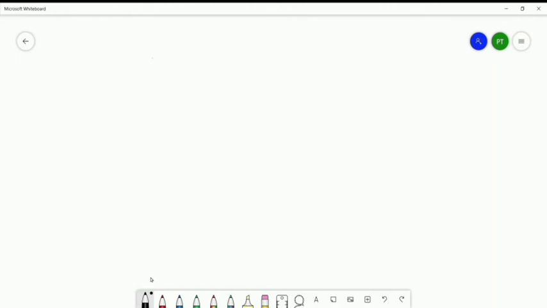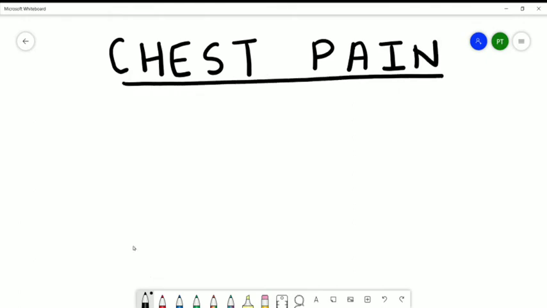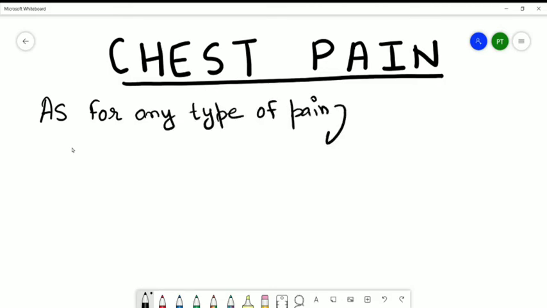Chest pain is a very common symptom that you will see in clinical practice. Let's start with how to differentiate between different kinds of chest pain. First, we will start with the mnemonic that is used to ask questions regarding chest pain from patients.